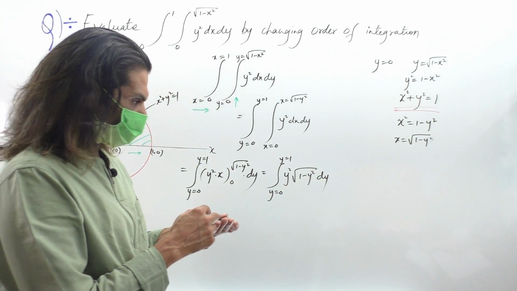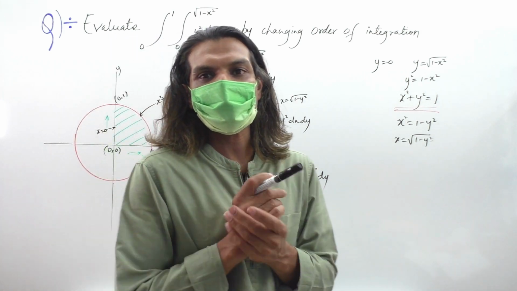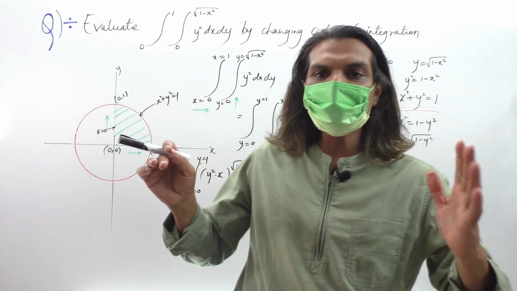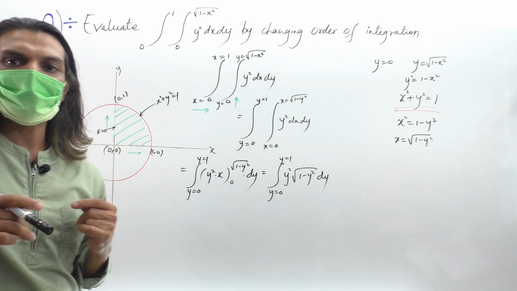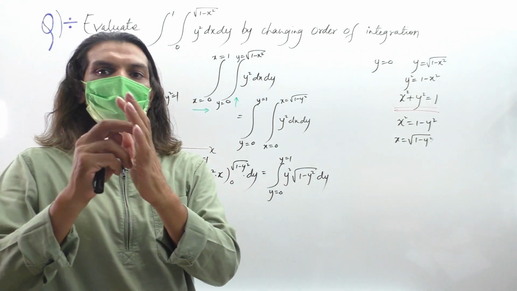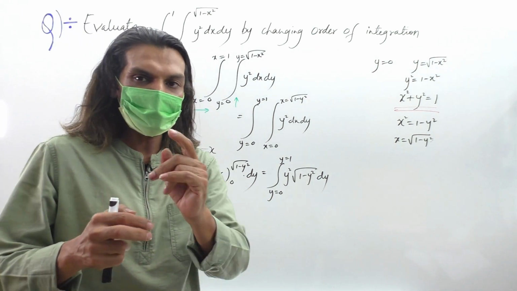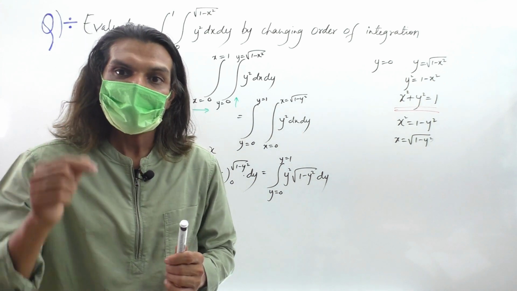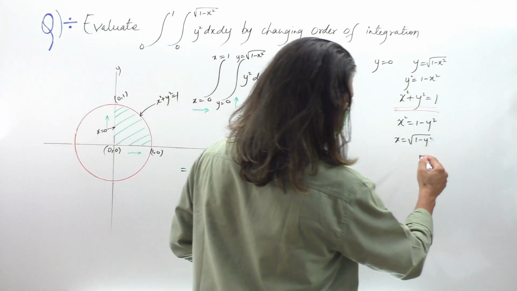Now we need to solve this integration. How can we solve it? This can be easily solved. Wherever in an integral you have things like 1 minus x square or 1 minus y square, you know the trigonometry formula: sin square theta plus cos square theta is equal to 1.